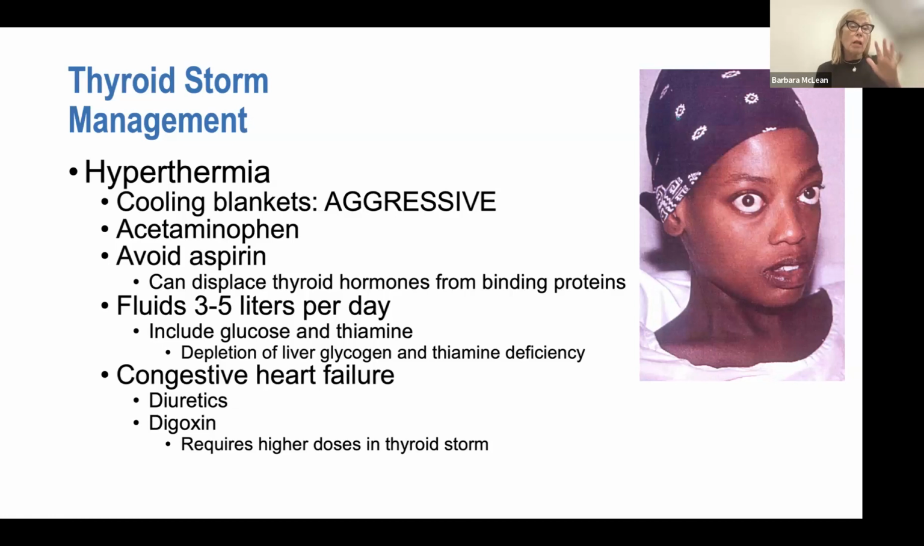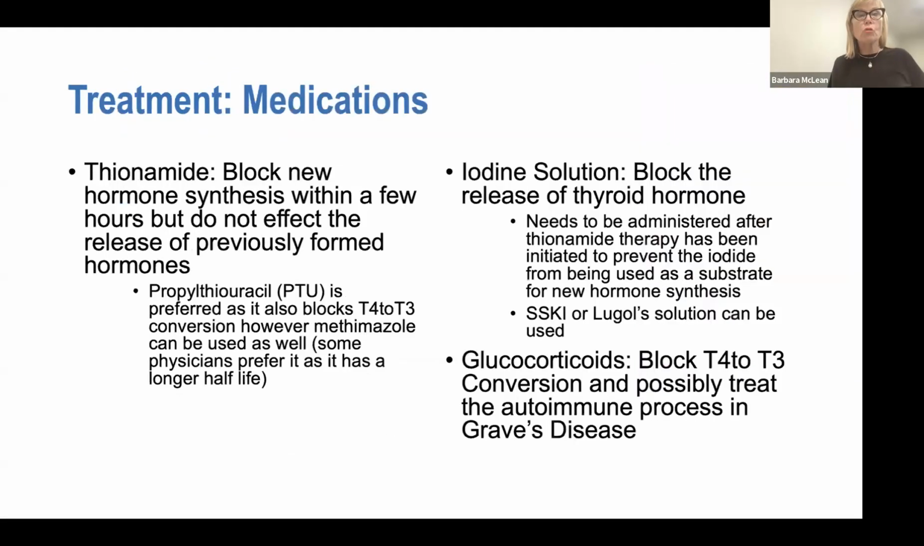And you're going to give a lot of fluids and a fair amount of glucose and thiamine support, similar to what you might do in somebody who is withdrawing from alcohol because of this metabolic demand. And remember that they frequently present in congestive heart failure. So typically for these patients, we're going to use diuretic therapy. We may actually combine some digoxin, which works quite well in patients who are in thyroid storm.